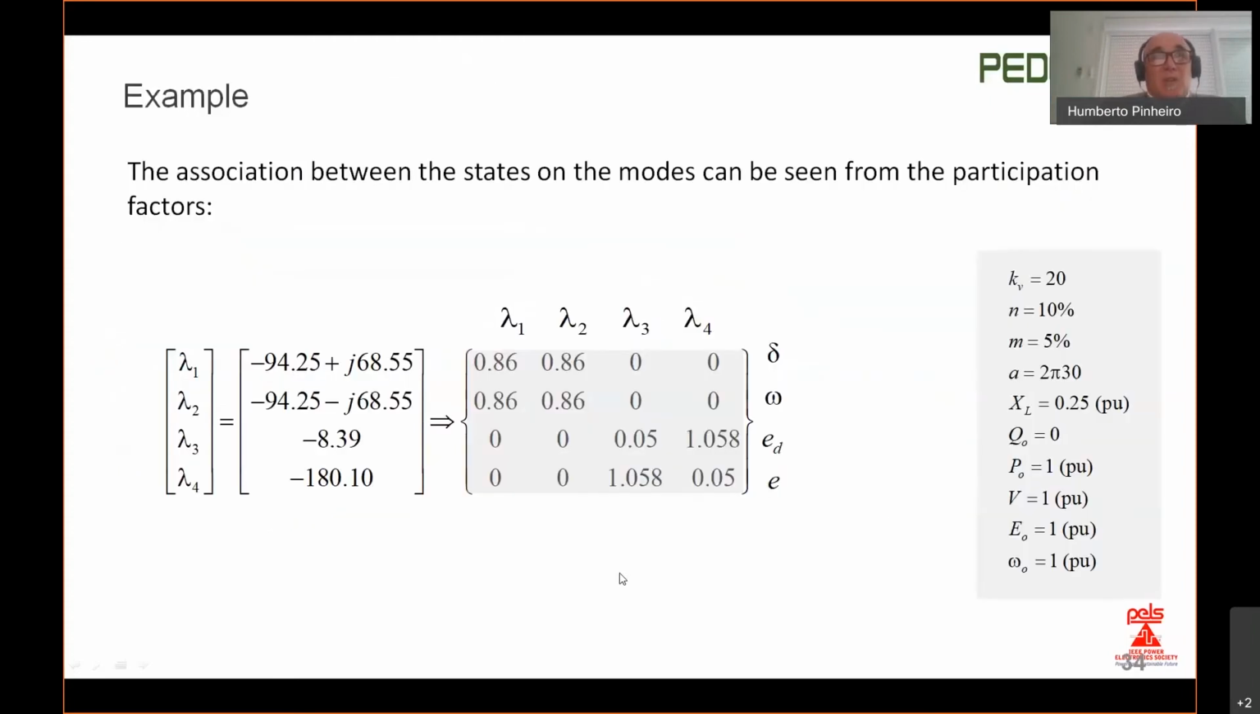The eigenvalues, also the participation matrix, reveals the relation between the states and the eigenvalues. We have a pair of complex eigenvalues associated with the power angle and the frequency, and then you have 2 real eigenvalues. One of them associated with the voltage and another one with its derivative. Actually, the derivative is the fast one and the voltage is the slower one.